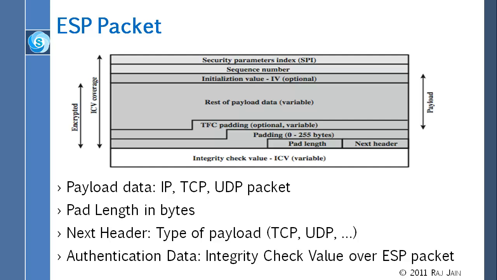First of all, the payload starts from here. This is where the IP header might be. If you have put the original IP header, internal IP header, that will be right there. And the original IP packet's end will be here. So that is the original IP packet. If there was no header, then the original IP payload will be there.